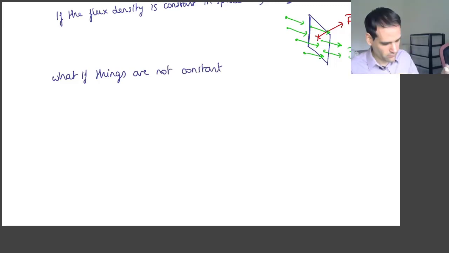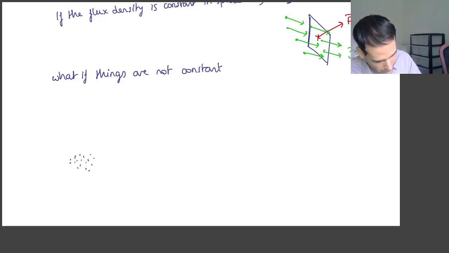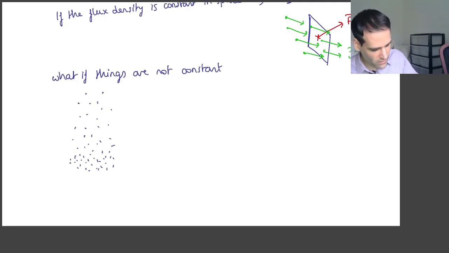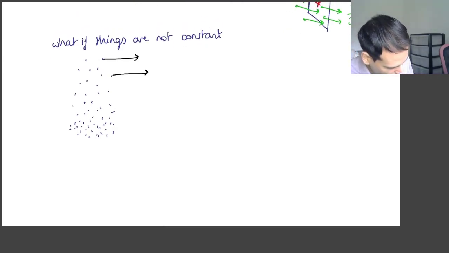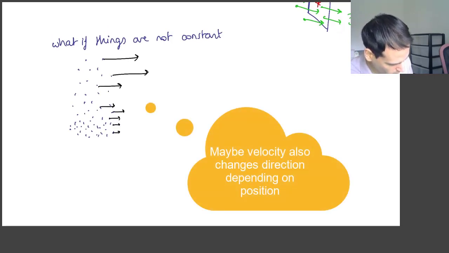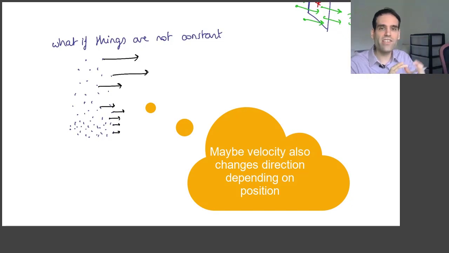For example, what if the density of air is higher here and it's getting less as we move up? And also the velocity of air, maybe it's higher here, but it's getting slower as we move down. Something like that. Okay, so something that changes.